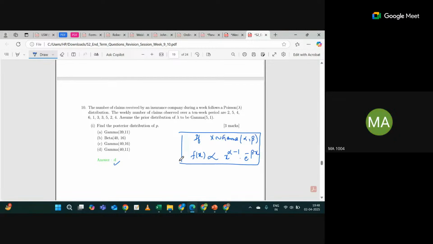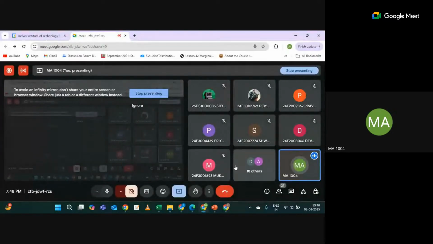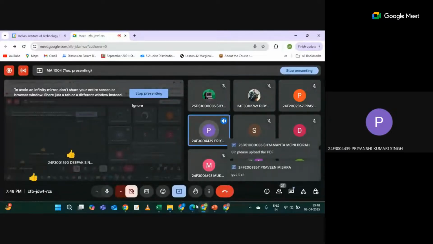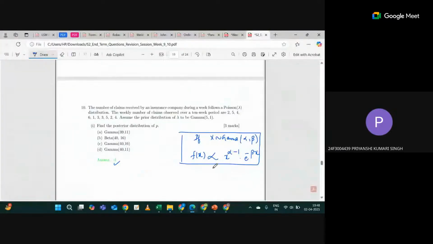Okay, great then. Is everyone getting option D, or are you facing any difficulty? Sir, my beta value is coming out wrong. Alpha is 40, but I am getting beta as 9. Okay, no worries. Let's see.